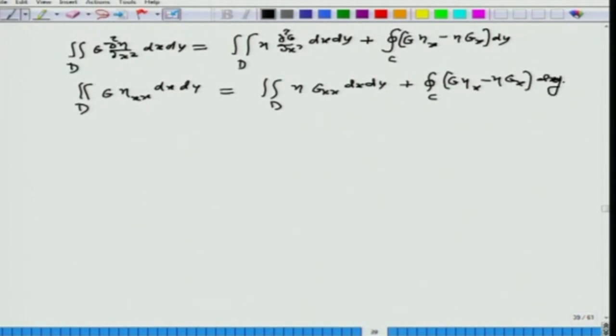Here, for x x, first we shift one derivative and gain one minus sign, and then again we shift the x derivative, so we get those x x derivatives on g, and eta becomes free. Because two derivatives are being shifted, we get a plus sign here, and on the boundary we get this term. So that is the integration by parts formula for second order derivatives.